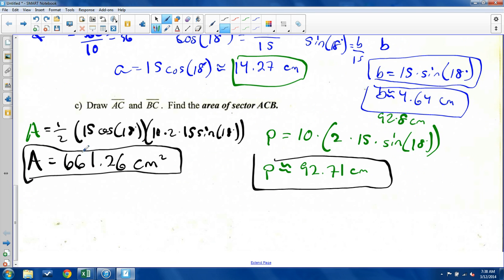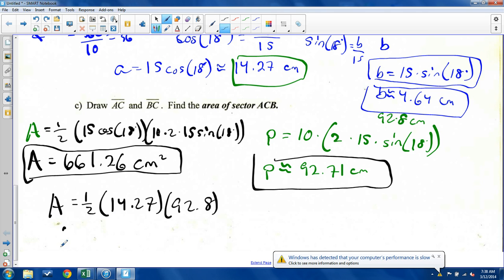Now again, if I rounded it, it would be A equals 1/2 times 14.27, my apothem, times, in fact, let's use this rounded number even, just to be saying this is why we don't use a rounded number of a rounded number when we do this. Times 92.8, so 1/2 times 14.27 times 92.8. Okay, so I get 662.13.